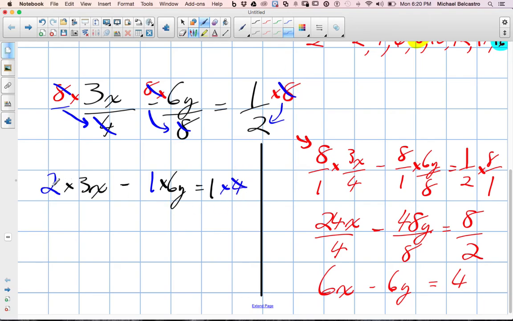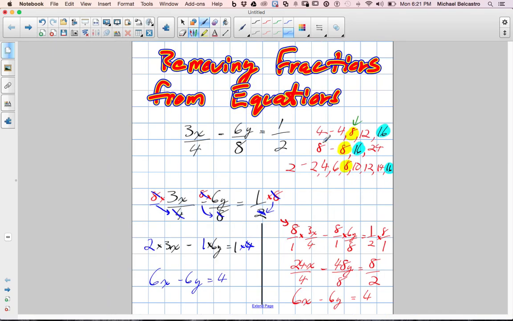And then what's 2 times 3x? 6x. So minus 6y in this case. And 4 times 1? 4. And we get the same answer. Yeah, we did. So either of these methods work, whatever you're most comfortable with.